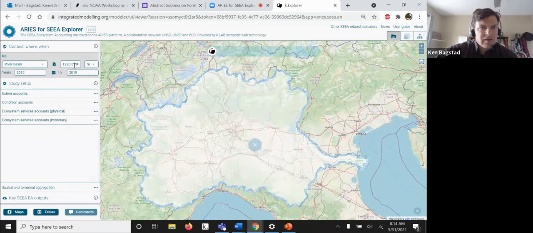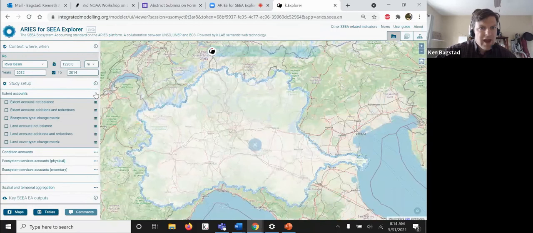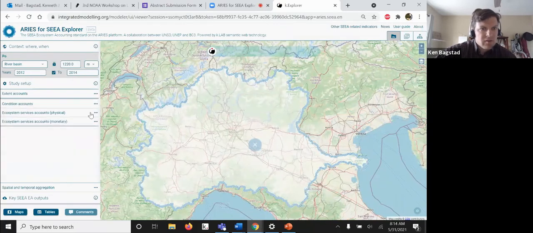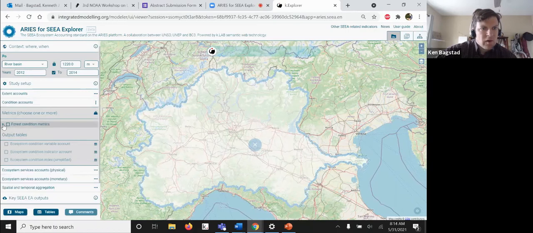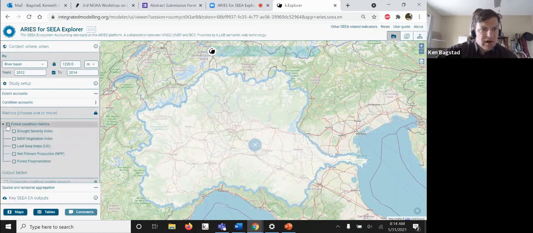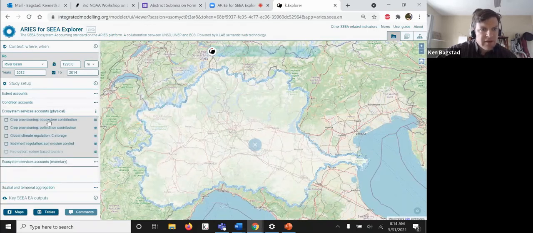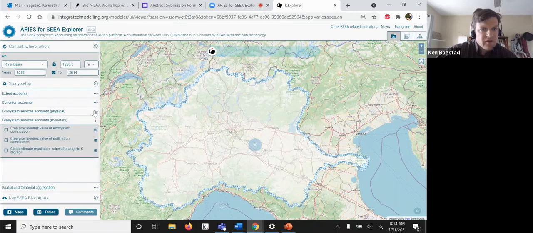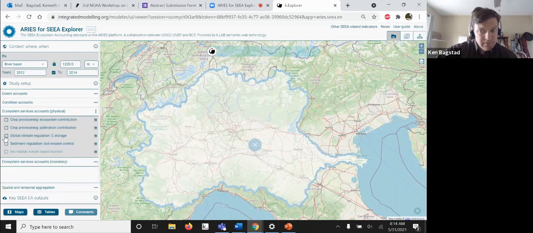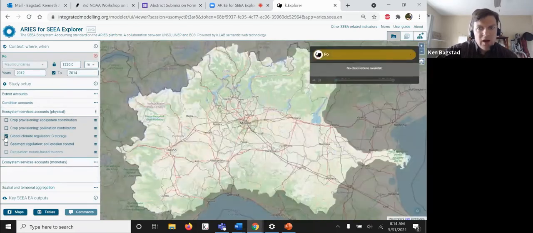We can select a spatial resolution and adjust this, and we choose the years of our assessment. So this could be a single year, or we could run a multi-year assessment. From here, all the user has to do is pick which accounts they want to look at, whether it's just the extent of ecosystems, whether it's the condition of ecosystems for things like forests, and we could look at various metrics of forest health, or for ecosystem services themselves in their physical terms or in their monetary terms. So we have a set of models that are coded to work within ARIES. I'm going to select one of these to run right now, and all we do is check this checkbox.